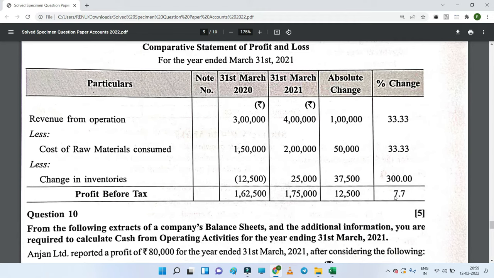Now, for calculation of the percent change, what do we need to do? We will just divide 12,500 by 1,62,500 into 100. We will get 7.77%. So this is how this comparative statement of the profit and loss account will be made.